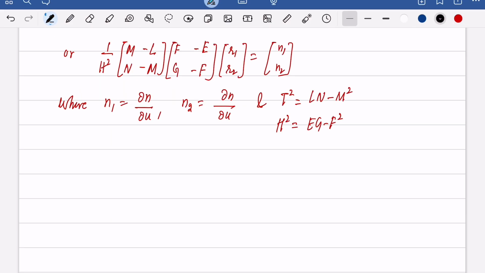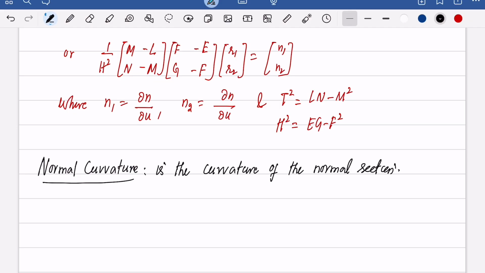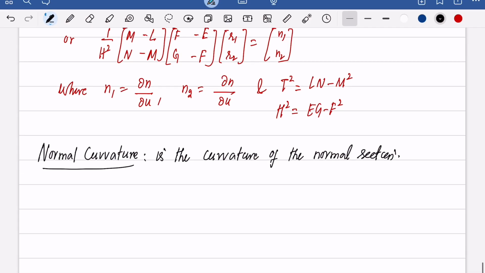Now let's define the normal curvature. Normal curvature is defined as the curvature of the normal section. And a normal section of a surface at a point is obtained by intersecting the surface with a plane that contains the normal vector of the surface. So if a plane contains a normal to the surface, then the section drawn by that plane with the surface is called a normal section. And then the curvature of this normal section is called the normal curvature. This normal curvature is denoted by Kn.